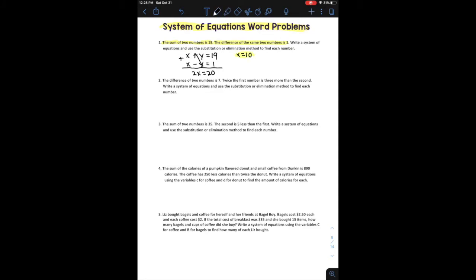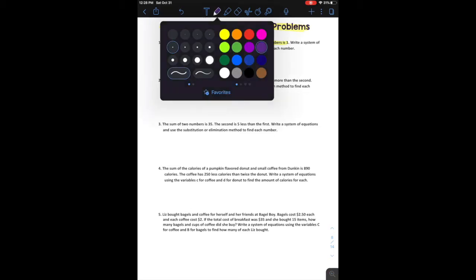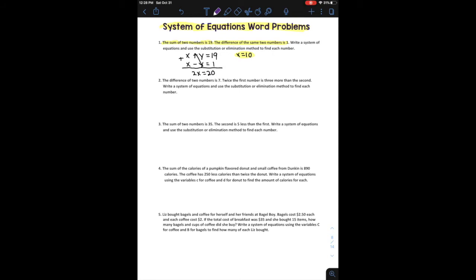So I already have one of my numbers. In order to solve for y, I'm going to plug that into one of the equations and solve for my second number. I'm going to plug it into our first equation, x plus y equals 19. I know x is 10, so I know 10 plus y is equal to 19. And subtracting 10 from both sides would give me y equals 9.